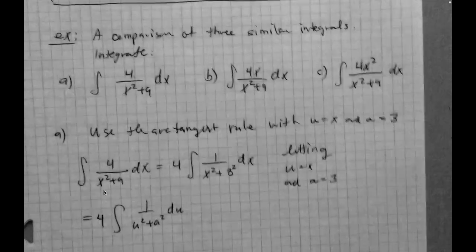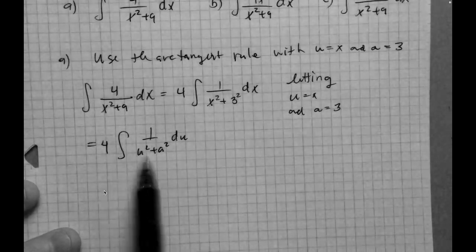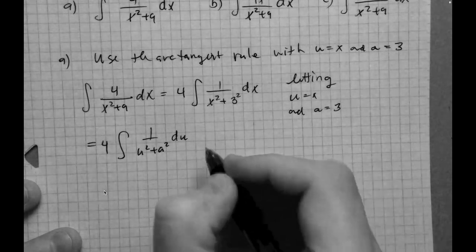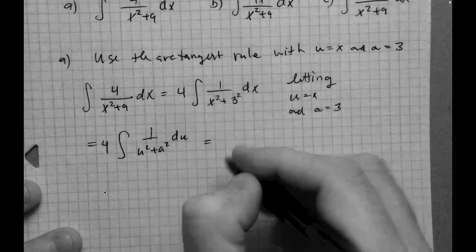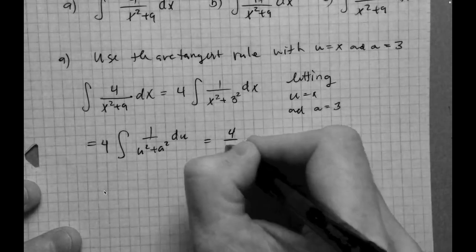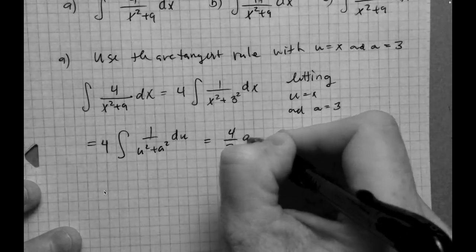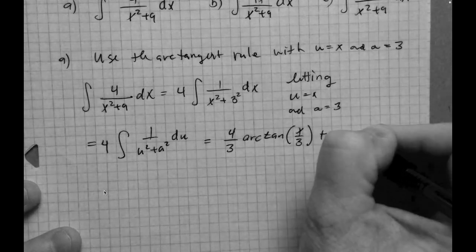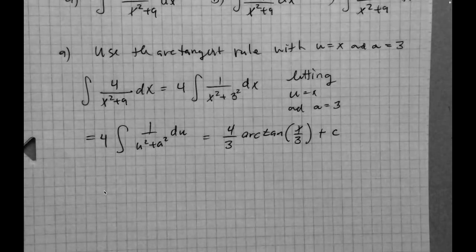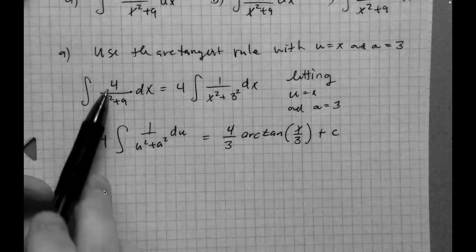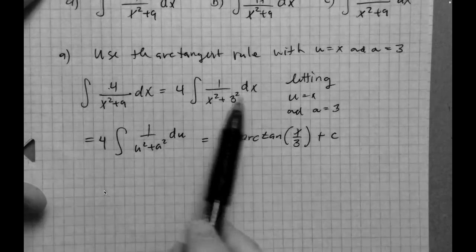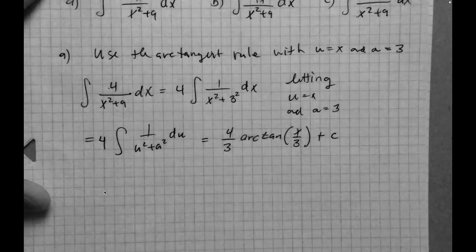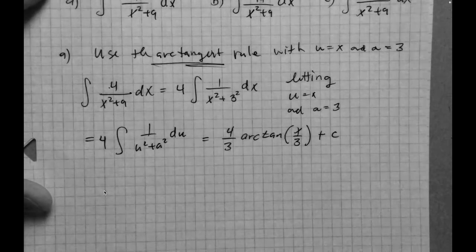And so this is the exact form that we expect when our antiderivative is the arctangent function. And so we can just recall what that is. It turns out that this integral is 4/3 times the arctangent of x over 3 plus c. Okay, right, so in this case, the 4 up top is basically just a constant, pulls out front, and you have this 1 over u squared plus a squared format. And that calls for the arctangent.